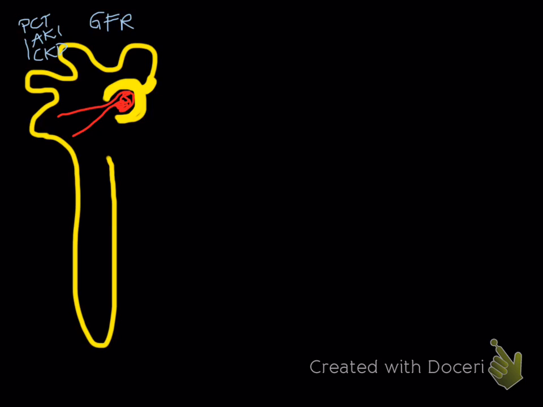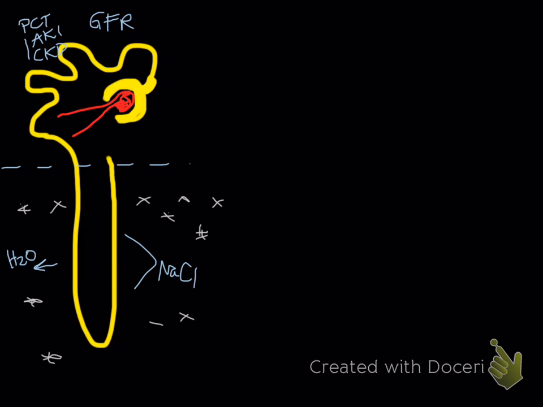Your loop of Henle is in your medulla, so if that's our dividing line, tons and tons of sodium and chloride are reabsorbed within your ascending loop so that water can be passively reabsorbed in your descending loop. And this makes your medullary interstitium really salty. So when we talk about medullary washout, what we're talking about is that this salty area that facilitates water reabsorption is not so salty.